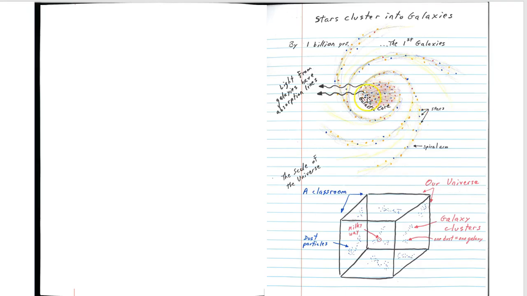Now, galaxies being composed of lots of stars, the light from galaxies is also going to have absorption lines. And this, of course, will play a significant role in Hubble's discovery about the expansion of the universe. Down here we have a helpful analogy to understand the dimensions of our universe. If our universe were the size of a classroom, then galaxies would be the size of little dust particles, a little speck of dust in the room.